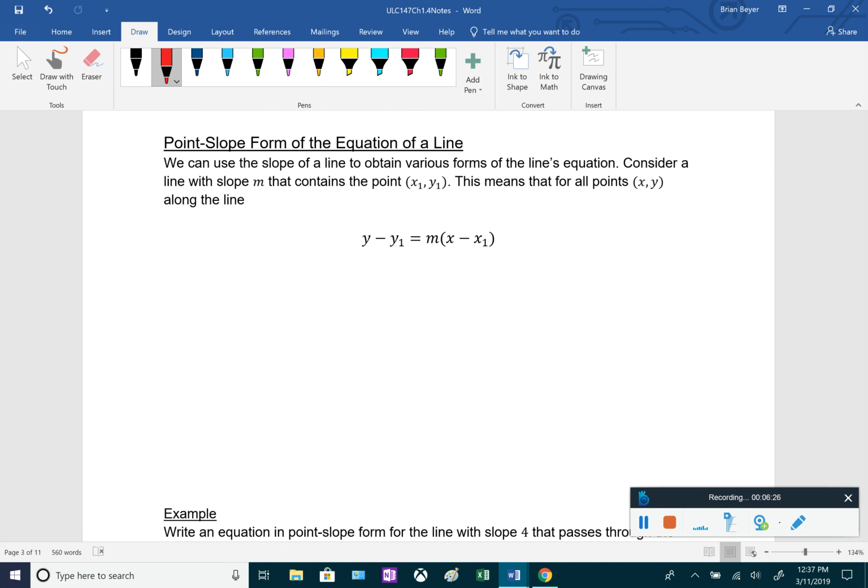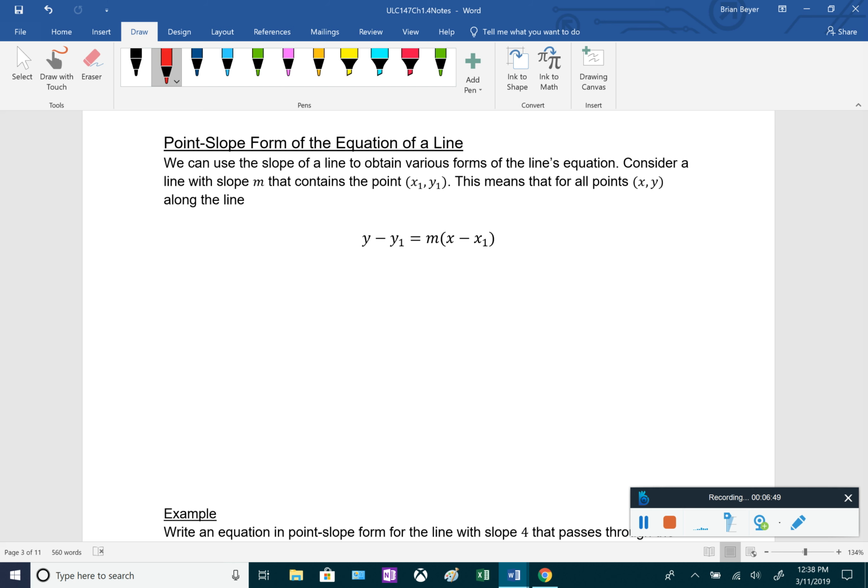Okay, so that brings us to the next thing, which is the point-slope form of the equation of a line. We're going to have three main types of equations or formulas for this section. We're going to have the slope formula, which we already did. Then we're going to have this point-slope form for the equation of a line. And then we'll have slope-intercept form for the equation of a line.